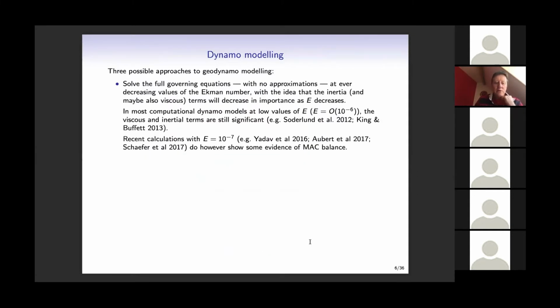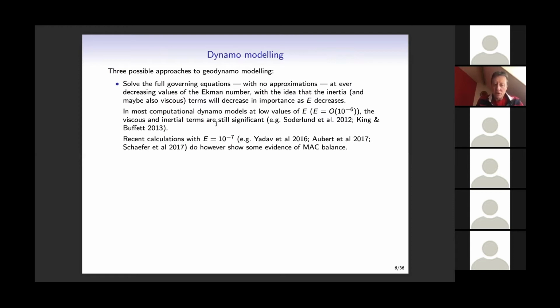Okay, so how is dynamo modeling done? Well, I would say, dynamo modeling in very rapidly rotating systems, there are 3 possible approaches. One is that you solve the full equations, and that's a really computationally intensive task. And the hope, of course, is that if you get to small enough Ekman numbers, you will get dynamos that look like the Earth, where the inertia terms and the viscous terms vanish.